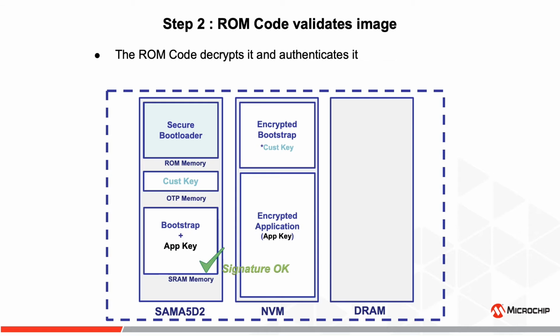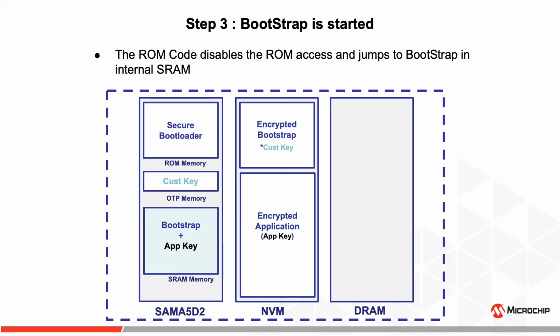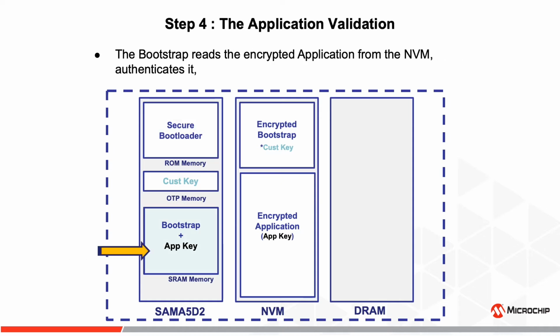Note that the application key is available in memory for the Bootstrap to use in the decryption of the application in a further step. If a valid signature is detected on the Bootstrap file, the boot ROM code jumps to the Bootstrap in internal memory and begins the execution of the Bootstrap. The Bootstrap then validates the signature of the encrypted application file. The Bootstrap then moves forward to the next step.